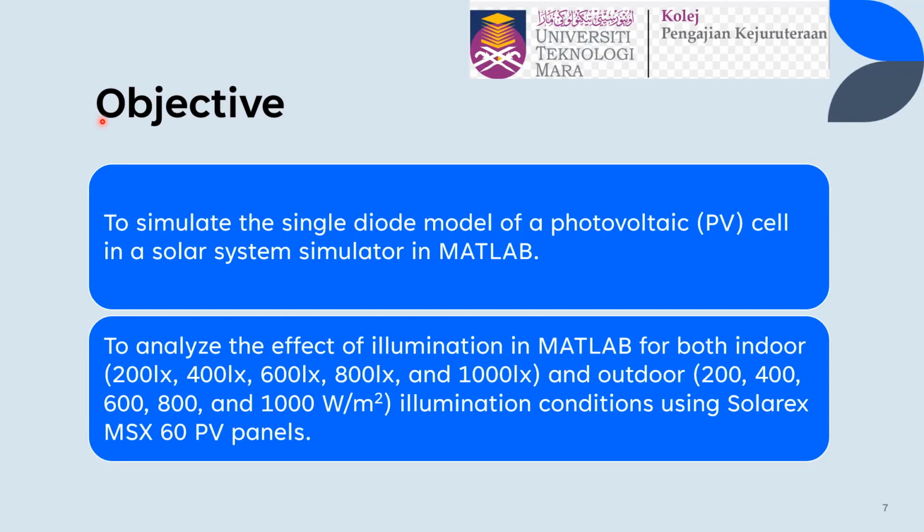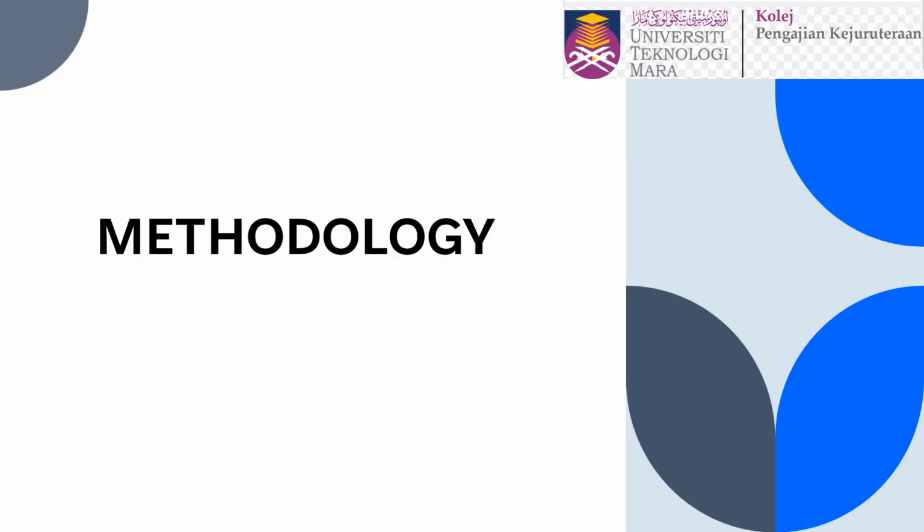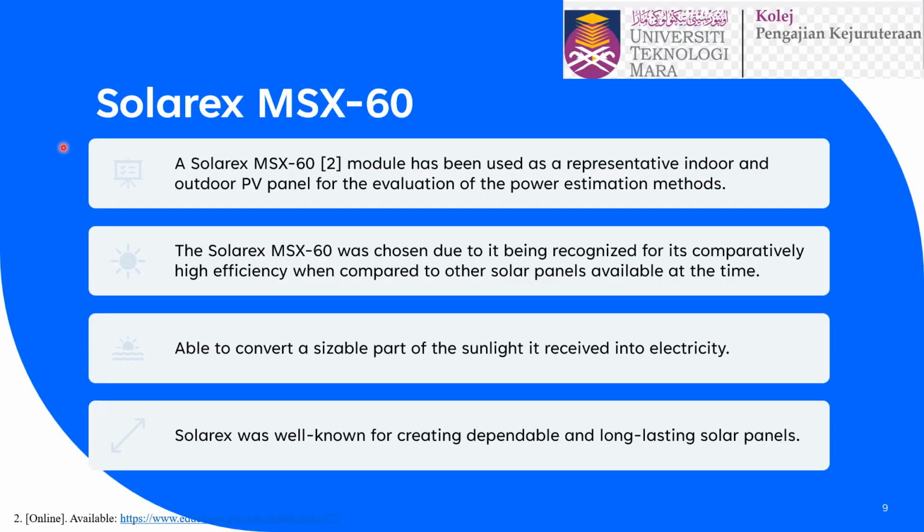The objective of this work, the first one, is to simulate the single diode model of a PV cell in a solar system simulator in MATLAB. Second is to analyze the effect of illumination in MATLAB for both indoor and outdoor conditions using SolarX MSX60 PV panels. As for the methodology, the SolarX MSX60 was used in this work.